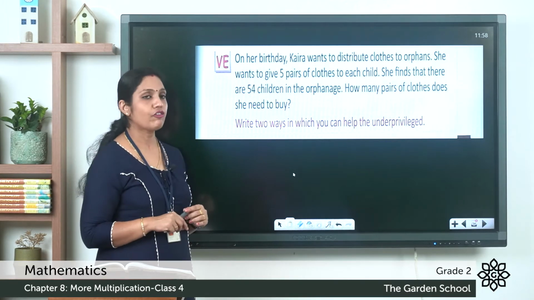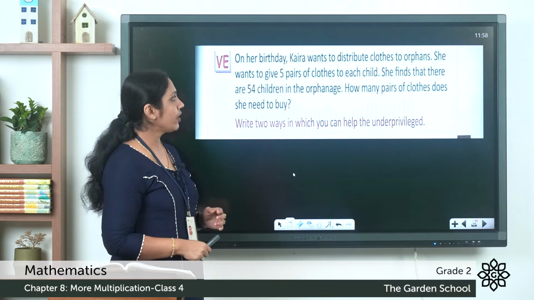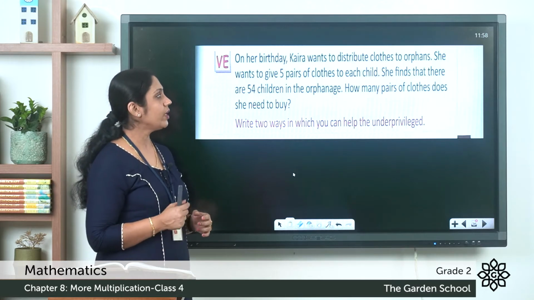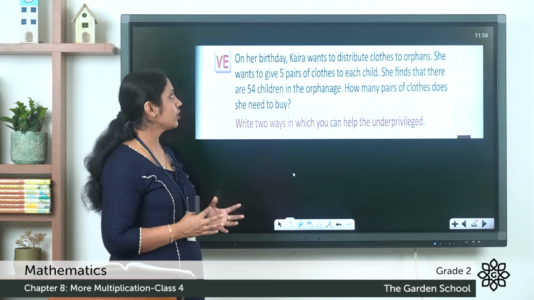She wants to give 5 pairs of clothes to each child. She finds that there are 54 children in the orphanage. How many pairs of clothes does she need to buy? So, what is she doing?